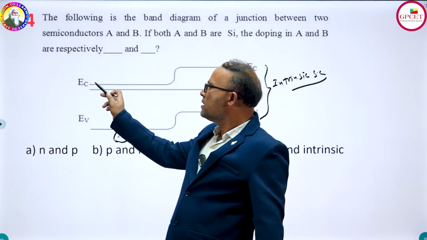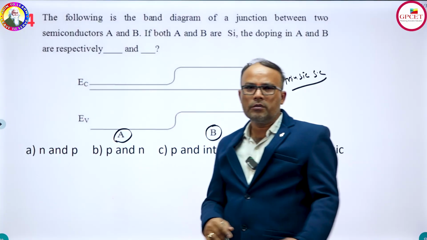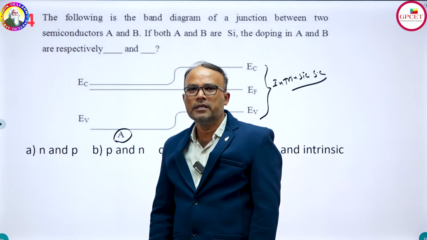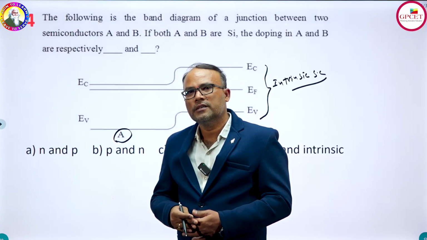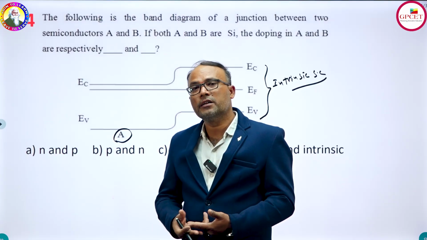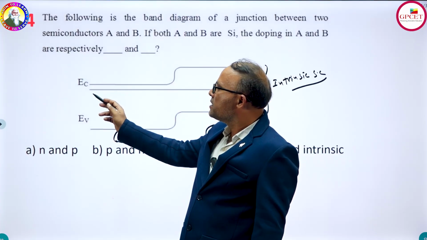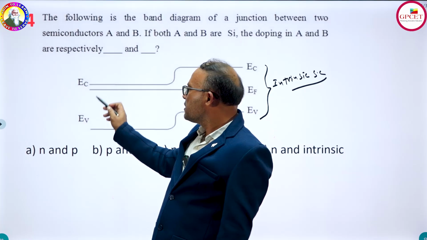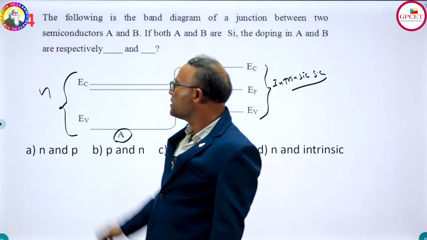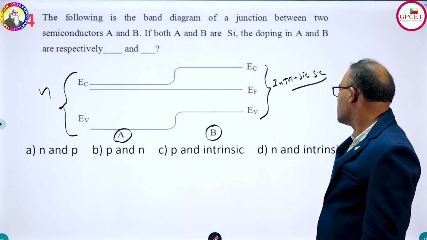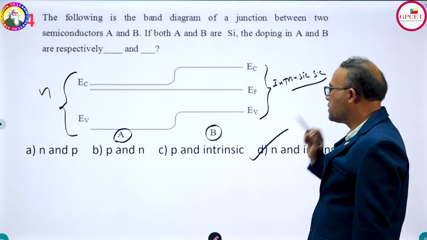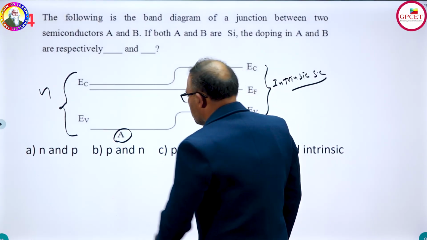Now here, as the conduction energy band is nearer to the Fermi energy level, what dopants have been added? If you add n-type dopants, donor impurities, pentavalent impurities, then the conduction energy band is nearer to the Fermi energy level. And as you know the valence energy band is farther away from the Fermi level, so this is an n-type semiconductor. So the option here is D, which is n and intrinsic semiconductor. That is n, and this is intrinsic semiconductor, right? So likewise you need to solve the problems.